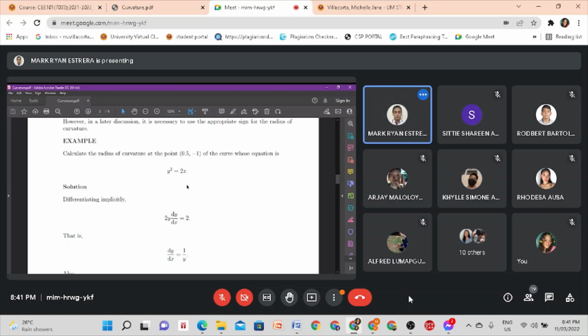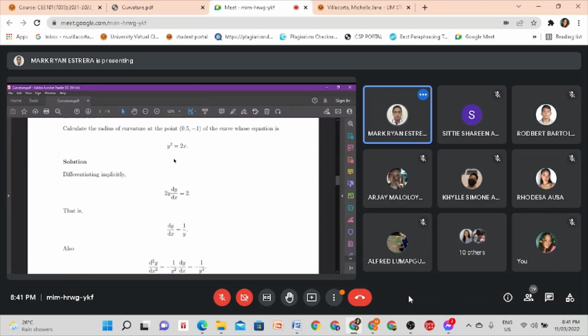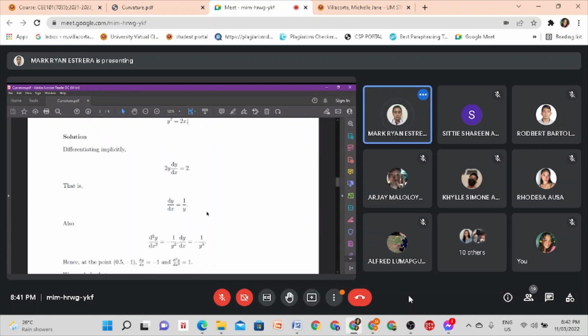And then we'll use the derivation. Okay? So, implicitly, it is an implicit function, as you can see, y squared is differentiated. So you have this 2y dy over dx that is equal to 2. This is the outcome of deriving the function once. Okay, and then it would yield dy over dx equal to 1 over y.